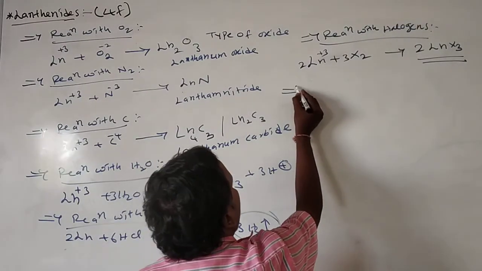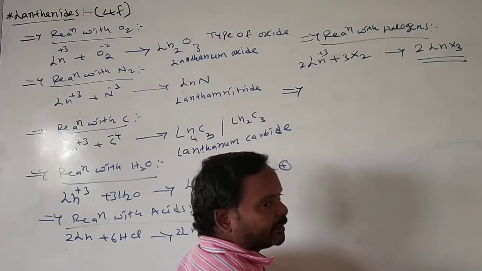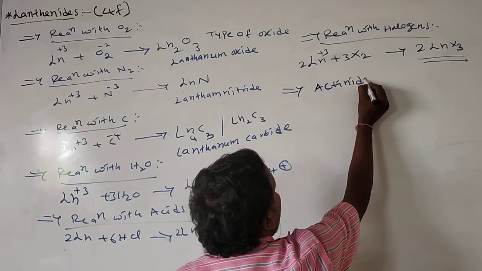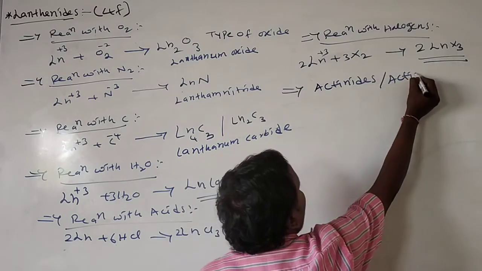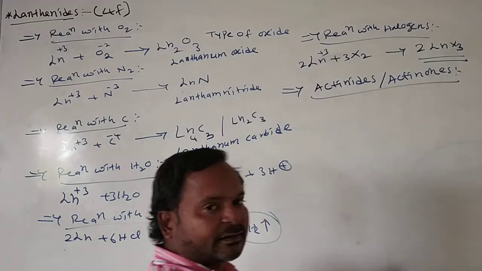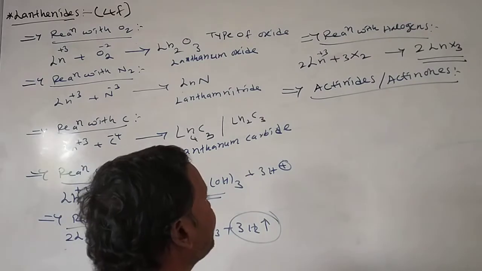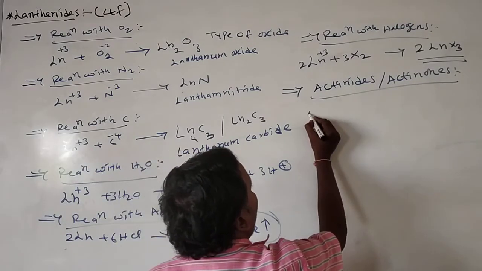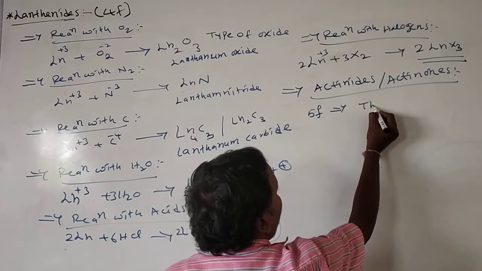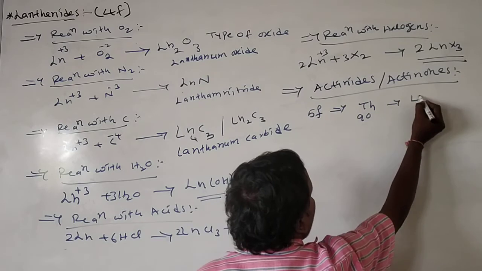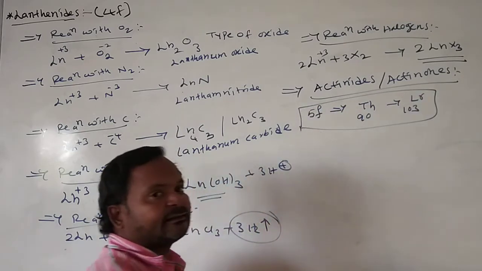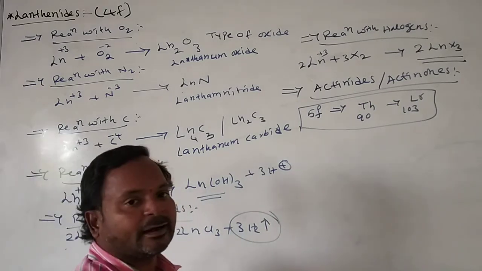This is not present in our syllabus, deleted from the portion. But you will see actinides, also called actinoids. Deleted from the syllabus, but I want to give one or two points on actinides. Here the 5f series elements are called actinides. 5f series means thorium-90 to lawrencium-103. All these elements we consider as actinides.